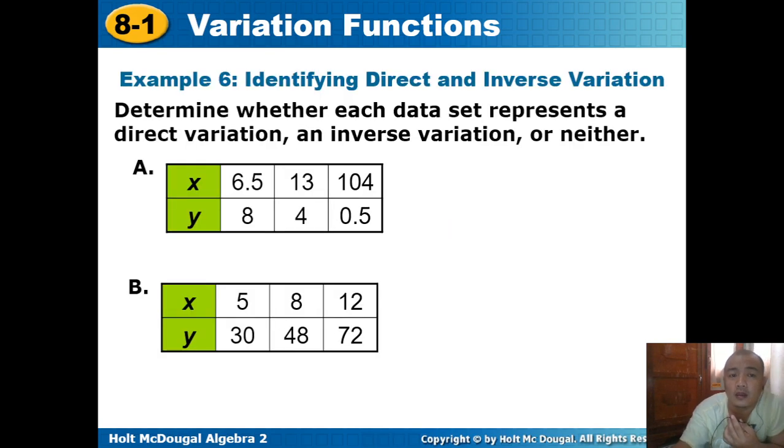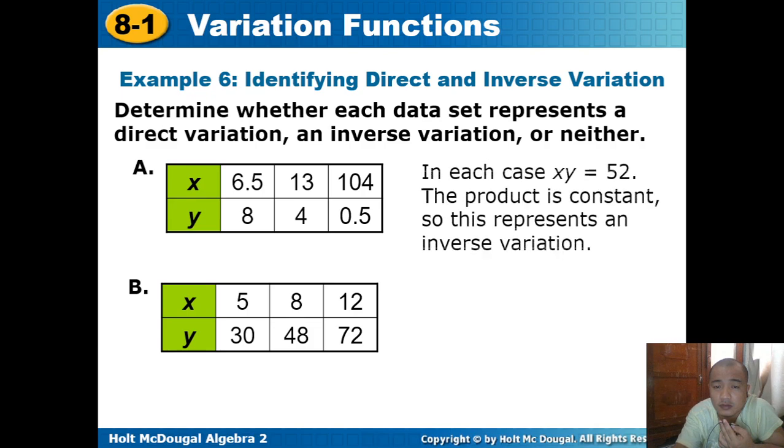Alright. Example 6, identifying direct and inverse variation. Determine whether each data set represents direct, inverse, or neither. Letter A. What do you think? In each case, xy equals 52. So the product is constant. So this represents an inverse variation. Inverse. As x increases, y decreases. As x increases, y increases also.